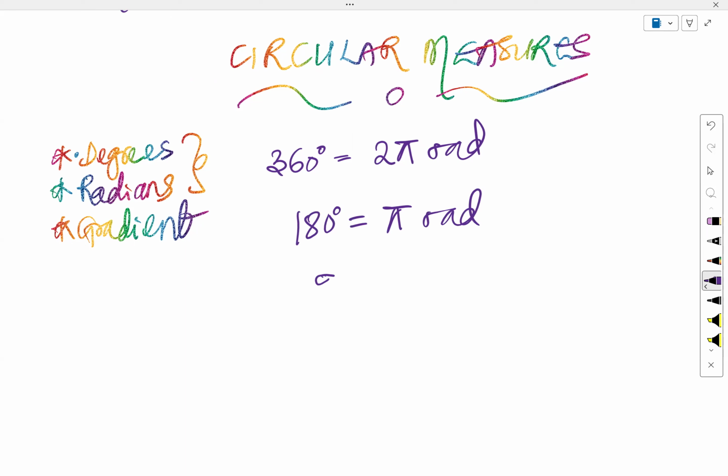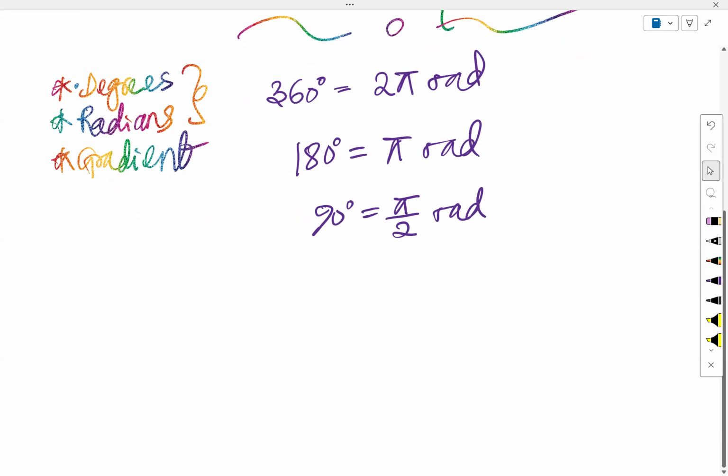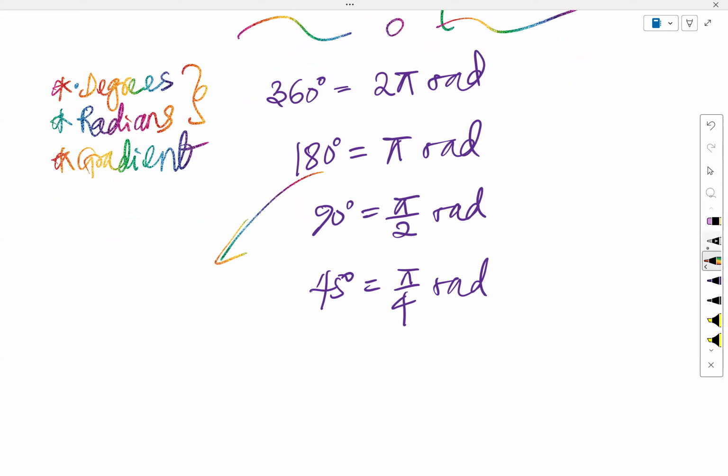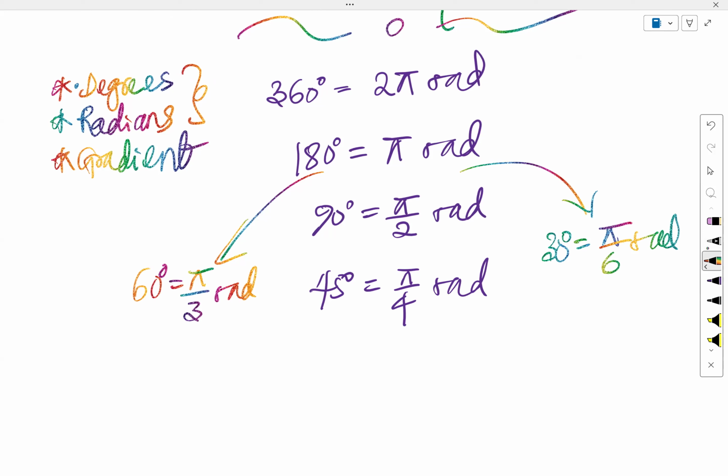If you move ahead and divide both sides by 2, 90 degrees is the same thing as pi over 2 in radian. If you divide by 2 again, it means that 45 degrees is the same thing as pi over 2 divided by 2, which is pi over 4 in radian, and so on and so forth. You can divide 180 degrees by 3, and you get 60 degrees. So it means that 60 degrees is pi over 3 in radian. Of course, you can also divide 180 degrees by 6, that is 30 degrees. So it means that 30 degrees is pi over 6 in radian.